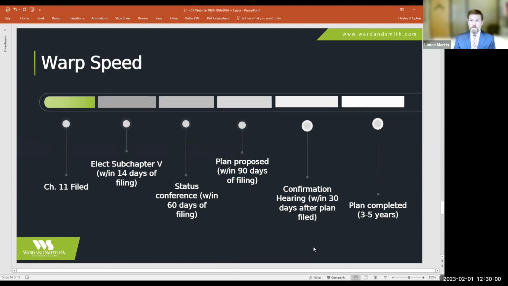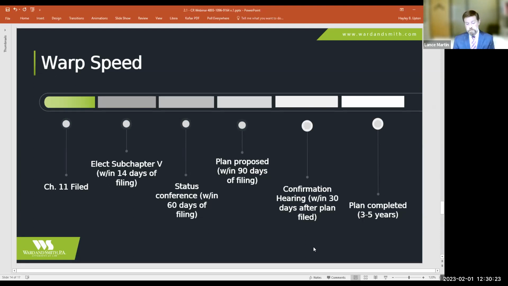The plan of reorganization is due within 90 days of the filing. And that's a pretty hard deadline. The court is only supposed to grant extensions for matters that are outside of the debtor's control. So it's a pretty high standard.